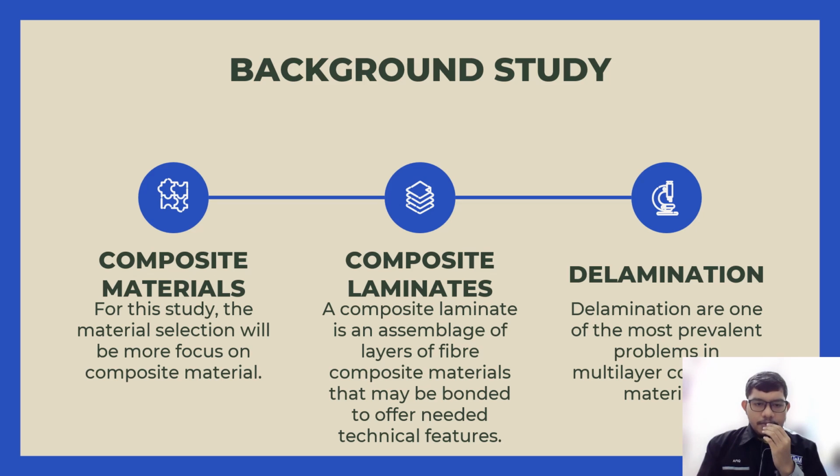Background study. Composite materials. The term composite refers to something that is made up of several pieces. In practice, the word composite material refers to a substance that is made up of two or more materials with different measures and complementary qualities, resulting in a material with better properties than its original constituents. Second is composite laminate. A composite laminate is an assemblage of layers of fiber composite materials that may be bonded to offer needed technical features.